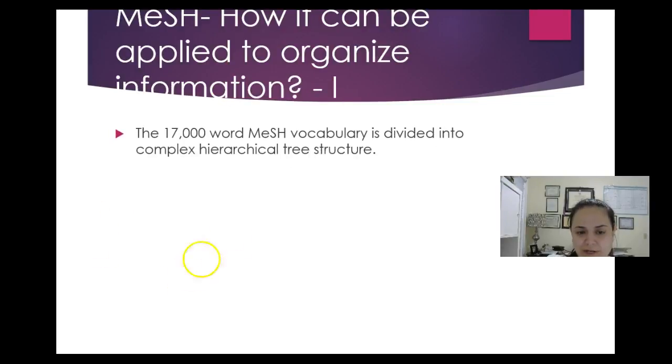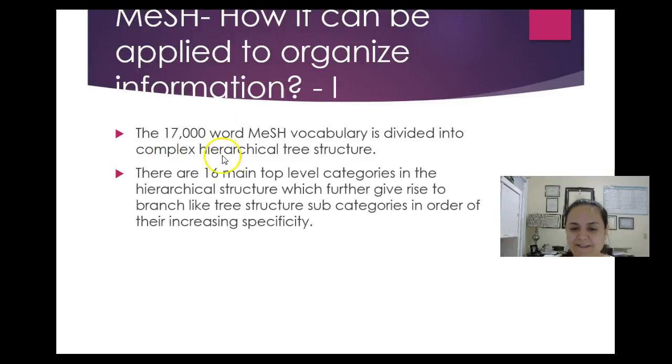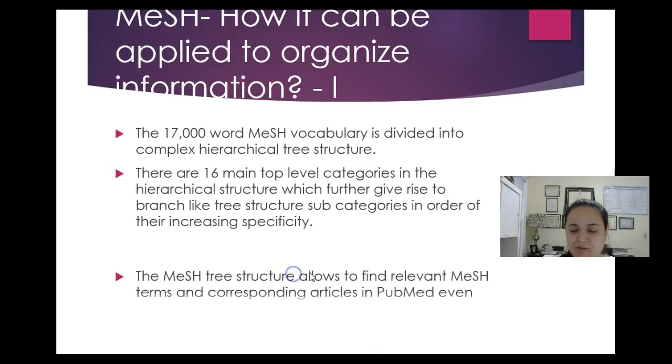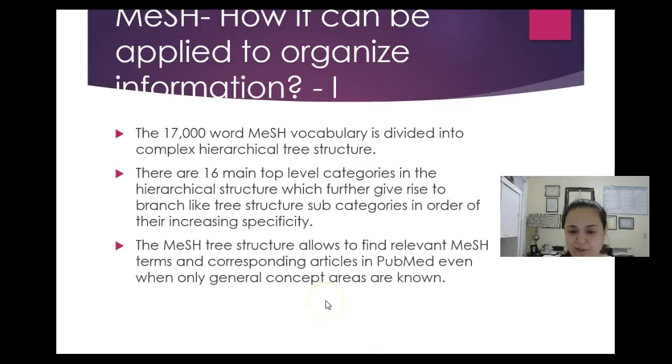So how does it organize information? There's over 17,000 words that are updated annually in MeSH vocabulary, and it's divided into a hierarchical tree structure with less specific to more specific as you go down. And then there are also tree subcategories in which you can look for things. The tree structure allows you to find relevant MeSH terms and correspond them to the articles in PubMed, even if you're only thinking about general concepts.